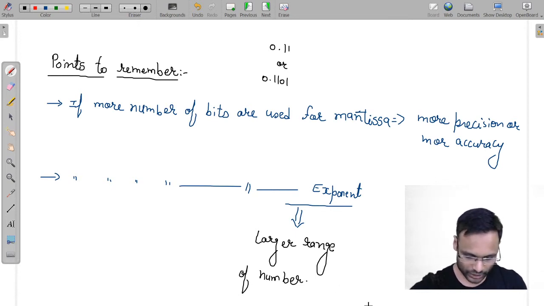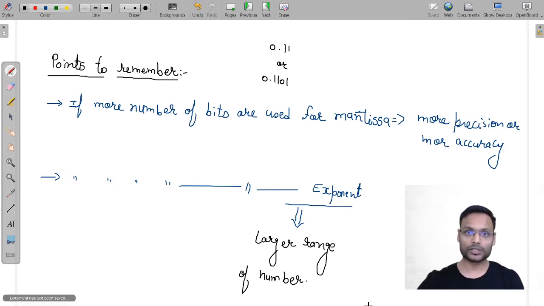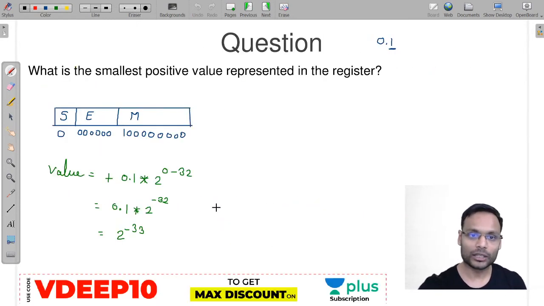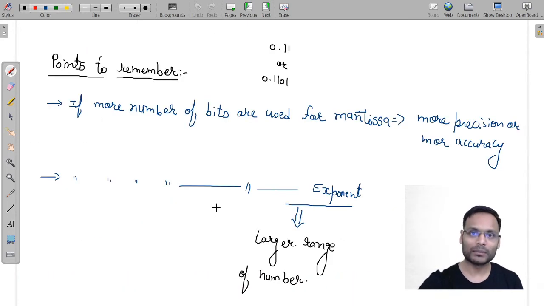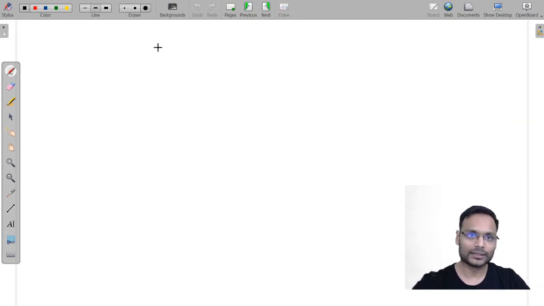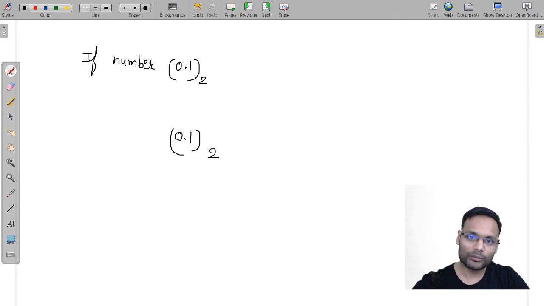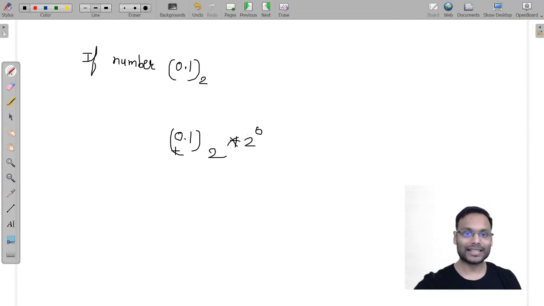There is a particular query that before the question you did not cover 0.1. Which 0.1 did I not cover? The 0.1 value. If you want to have a 0.1 value of a normal decimal number system, you can do it. If the number is this, 0.1 you want to store in binary. How can you store? You can do this: 0.1 of binary into 2 power 0. That is the number.